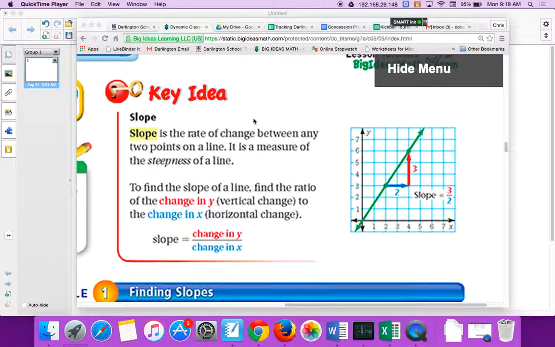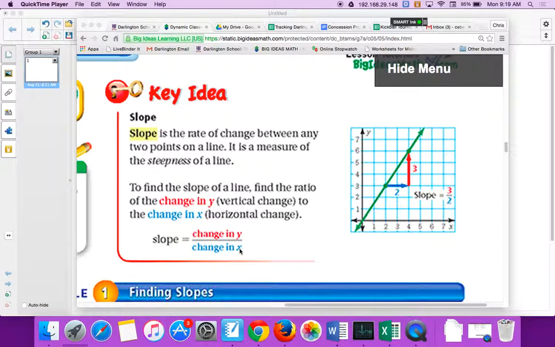So the first thing I want to look at is the definition. Slope is the rate of change between any 2 points on a line. It is a measure of the steepness of a line. To find the slope of a line, find the ratio of the change in y, notice that's the numerator, to the change in x, okay?